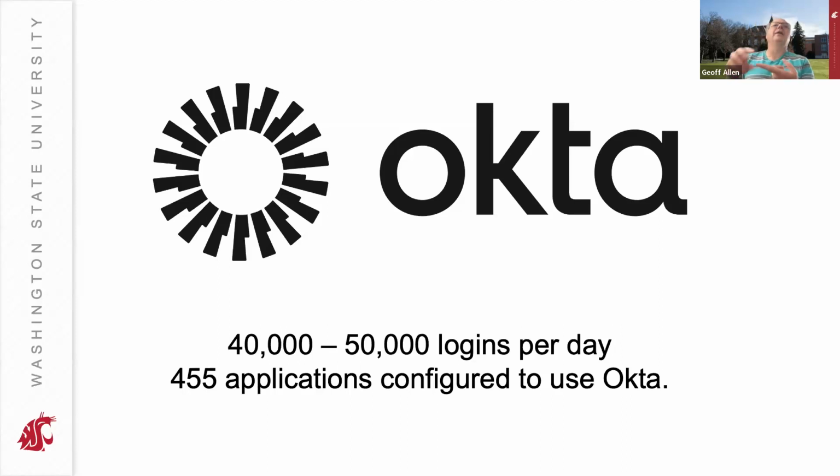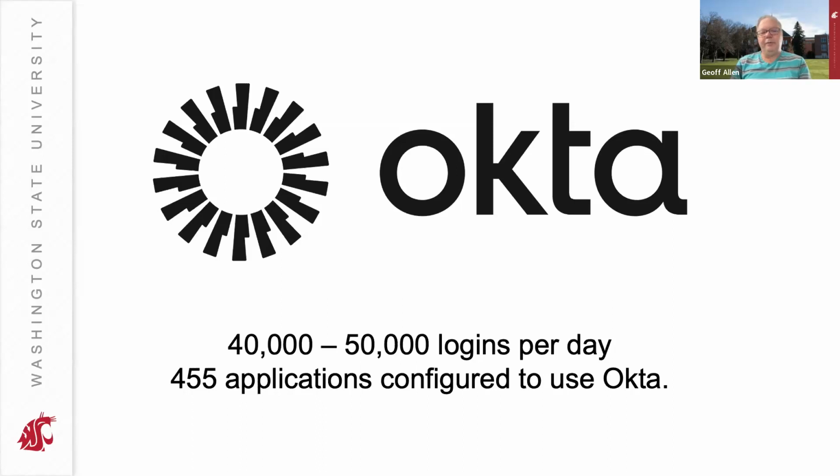So that's things like MyWSU is one, Workday is one. There's lots of little things, there's big things. 455 things. And that's not everything at WSU. There are still things that don't use Okta. And we're just slowly trying to work on all that and get those things to go.